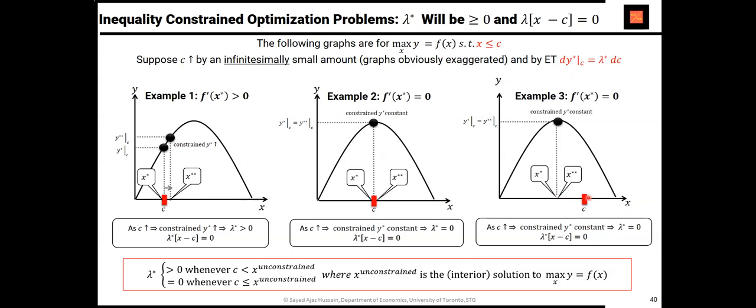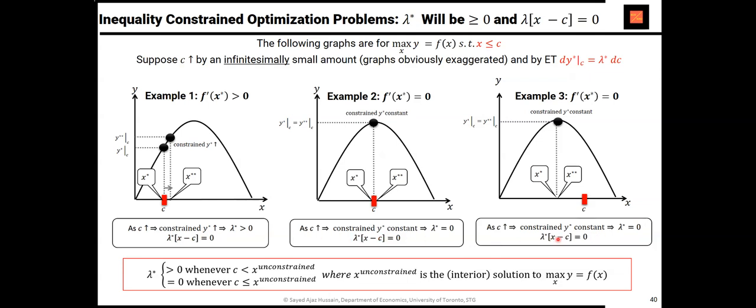If you now bump up c a tiny bit, no change in x star, no change in y star. That means no change in lambda star. And then this expression will be 0 because lambda star is equal to 0. So what have you noticed? Lambda is either bigger than or equal to 0. It's never negative. And this animal will always be equal to 0.